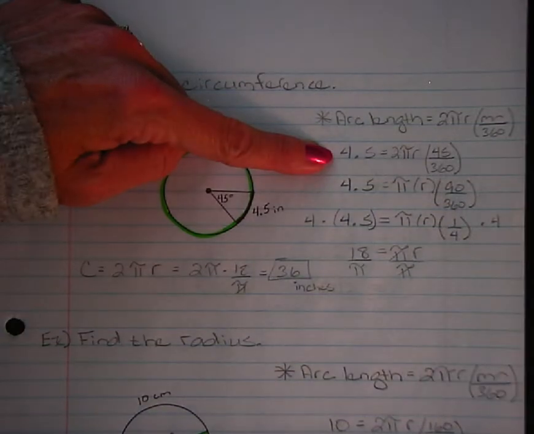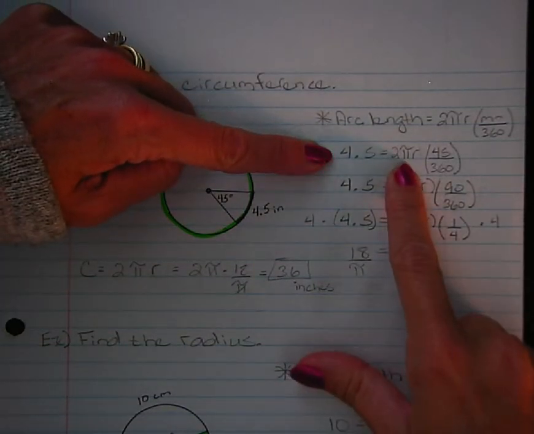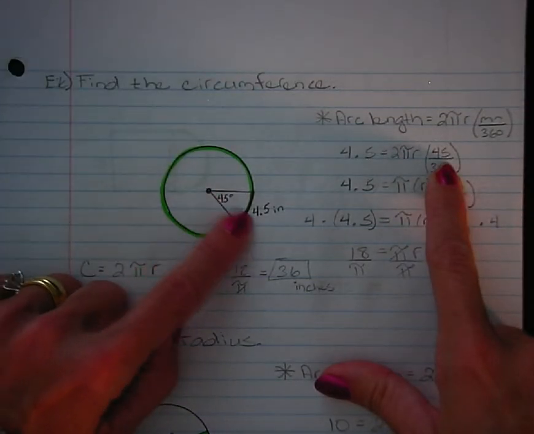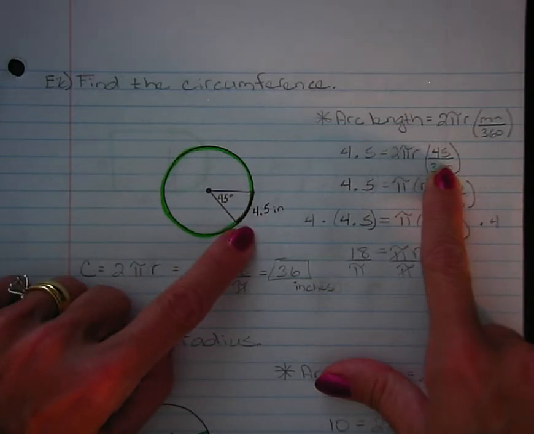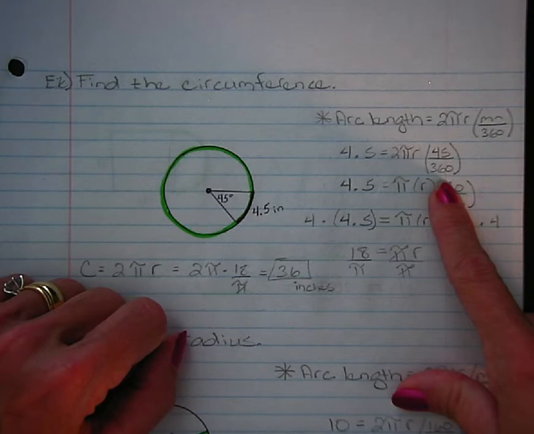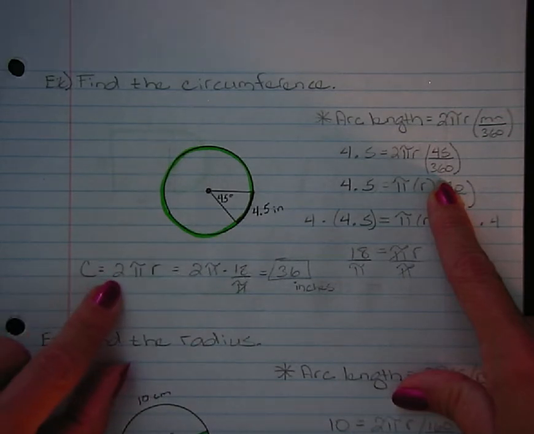They gave me the measure of the arc, 4.5. I know 2 pi r. 45, I get that from the central angle, which means that the measure of the arc is 45 over 360. And I'm going to take this and simplify it all the way down till I figure out what r is. Then I'm going to use r in this formula over here.